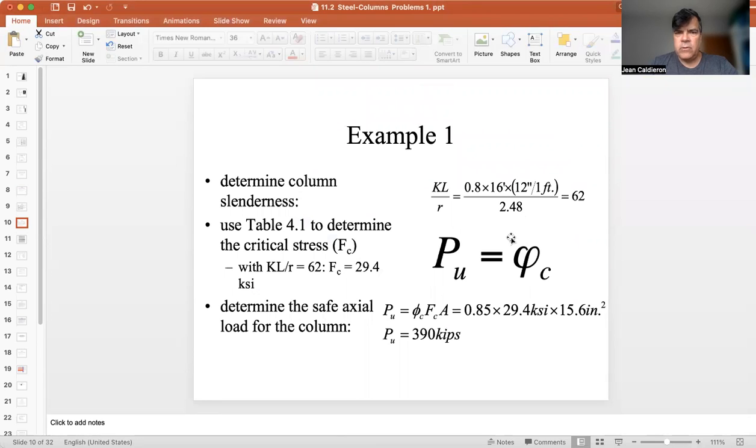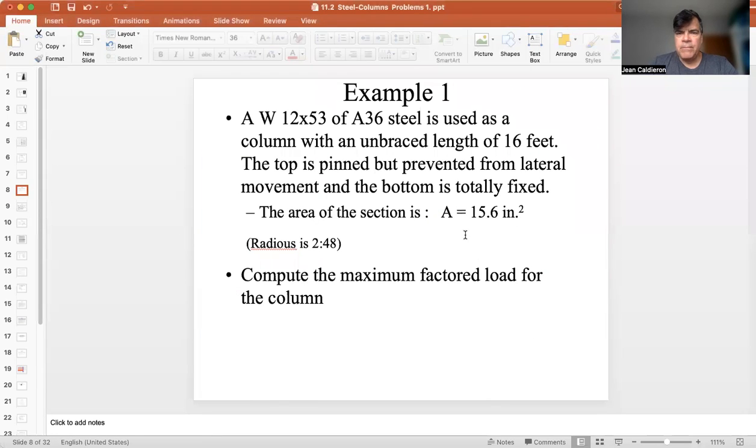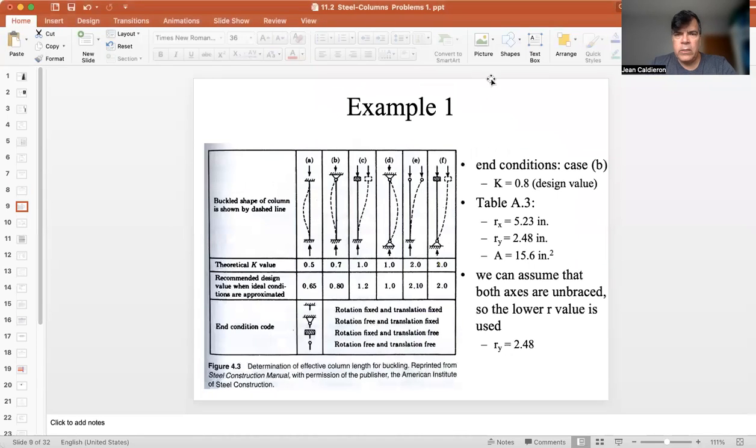And we will apply the formula of Euler. But before applying the formula, we need to know one of the elements of the formula, that is K, this element here. Okay, and in order to do that, we need to look at the characteristic of these columns. And this column was a column that is pinned but prevented from lateral movement in the top, and in the bottom, as common, is totally fixed. Well, we go here, we look at which of the columns are totally fixed, for example, and we will find the column type A, the column type B, the column type C, and D, all of them here are fixed.